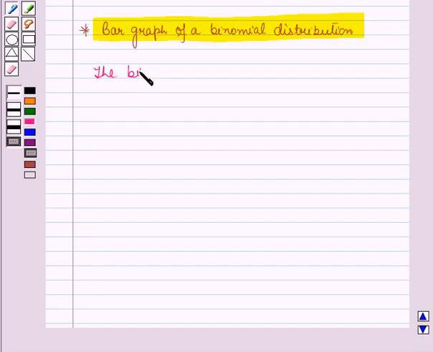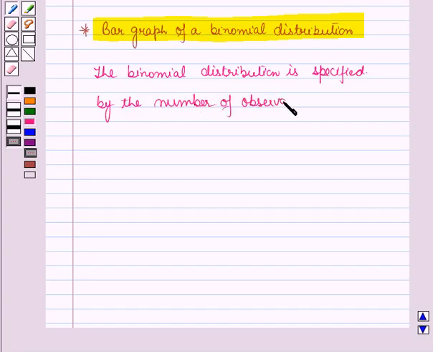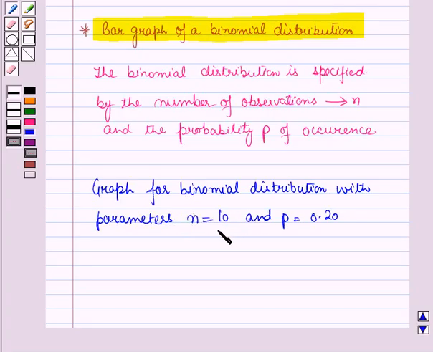Now the binomial distribution is specified by the number of observations denoted by n and the probability p of occurrence. Now let us discuss the graph for the binomial distribution with parameters n is equal to 10 and p is equal to 0.20.